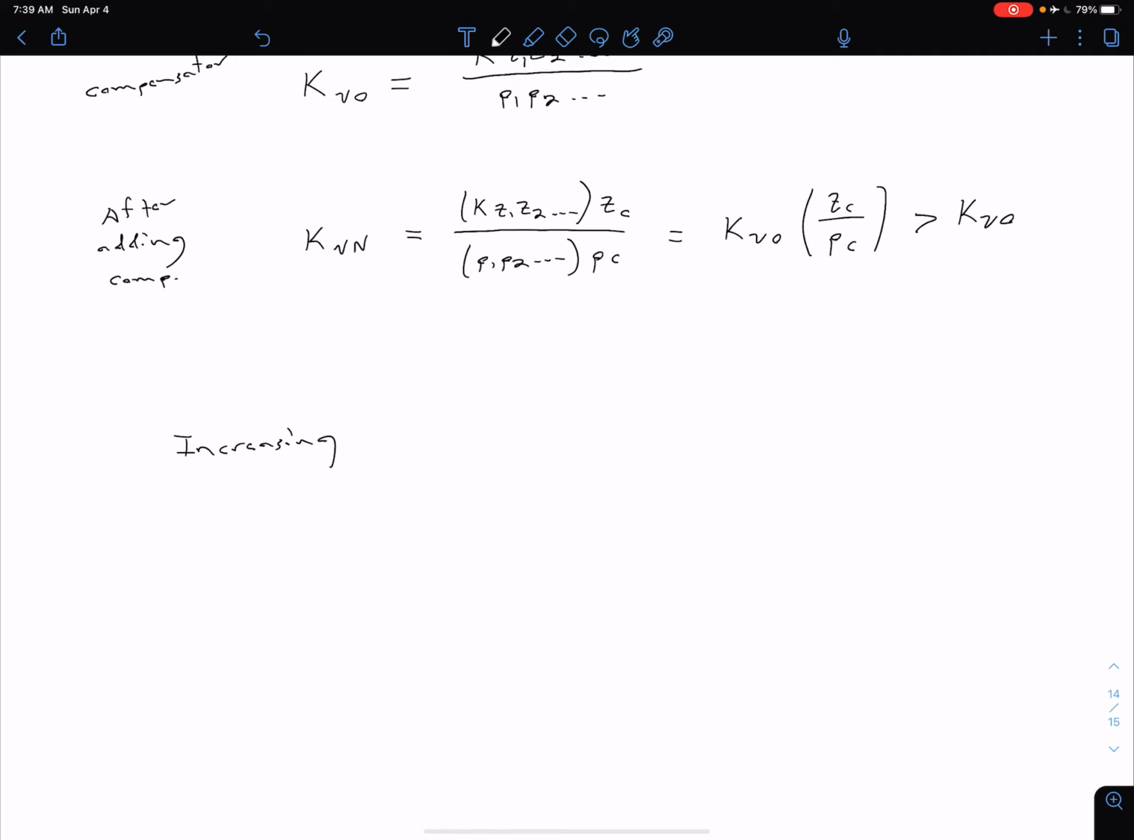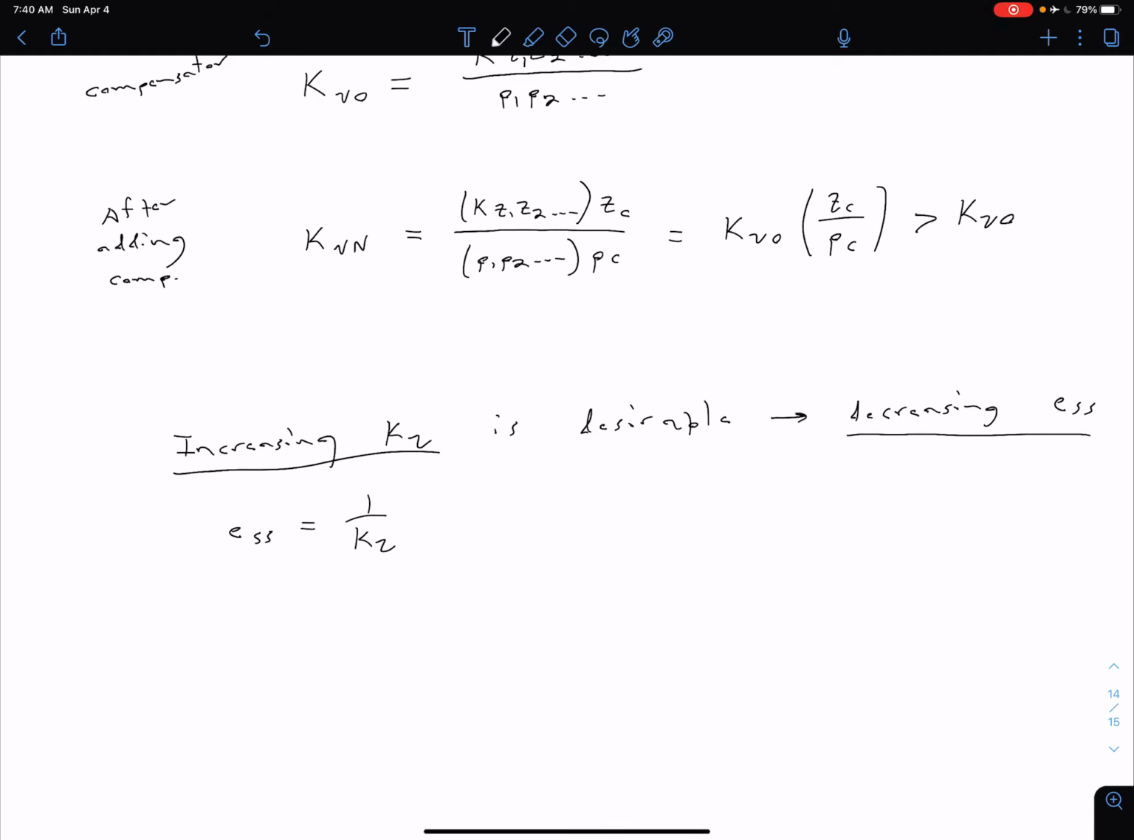So increasing our static error constant is desirable because we recall that our steady state error for a type 1 system is equal to 1 over KV. So if we're increasing KV, that means that we're decreasing our steady state error. And of course that's a good thing. So we want to be decreasing steady state error. So again, increasing KV, decreasing ESS.